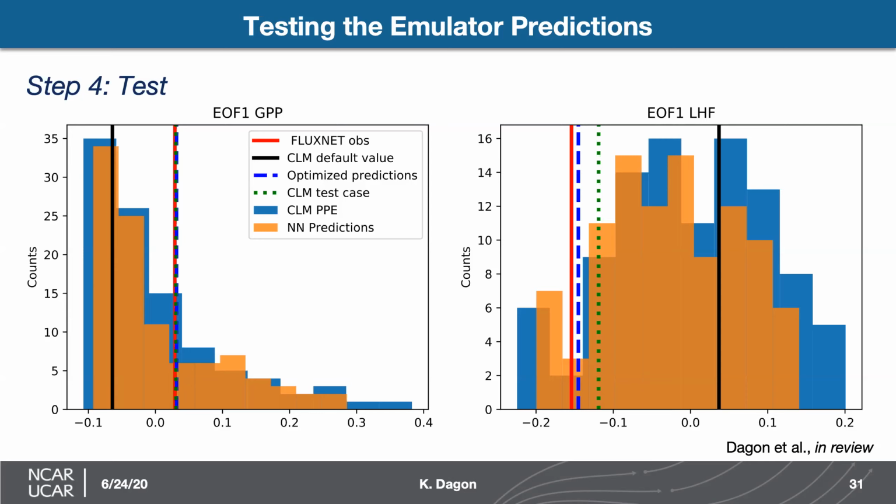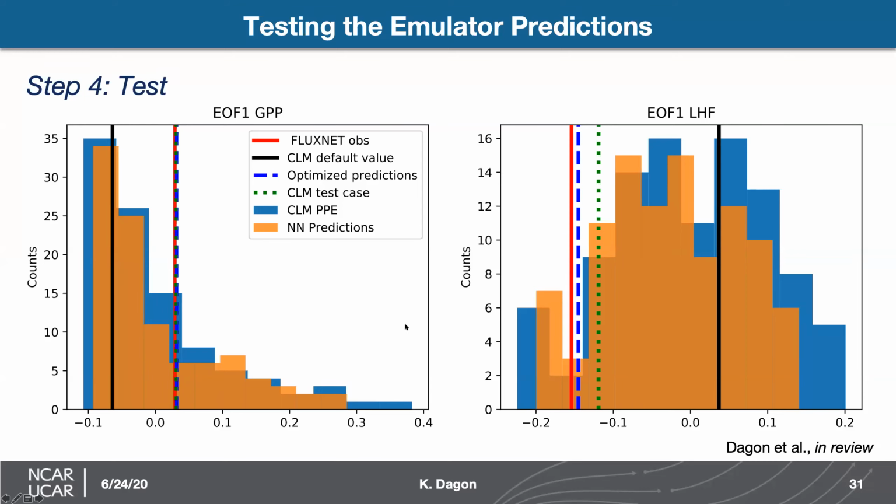We're able to test both the emulator performance, so how well the blue and the green lines match up, but also test the optimized predictions. So comparing the blue and green lines to the red line, are they getting close to the observations? But I sort of alluded to this before.